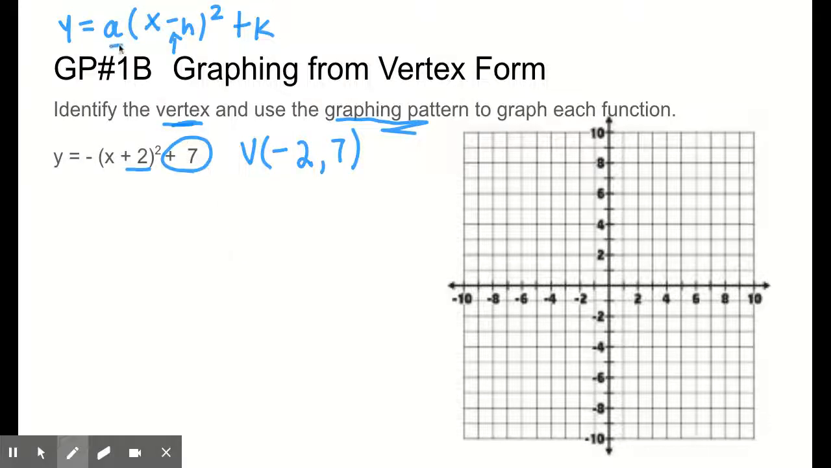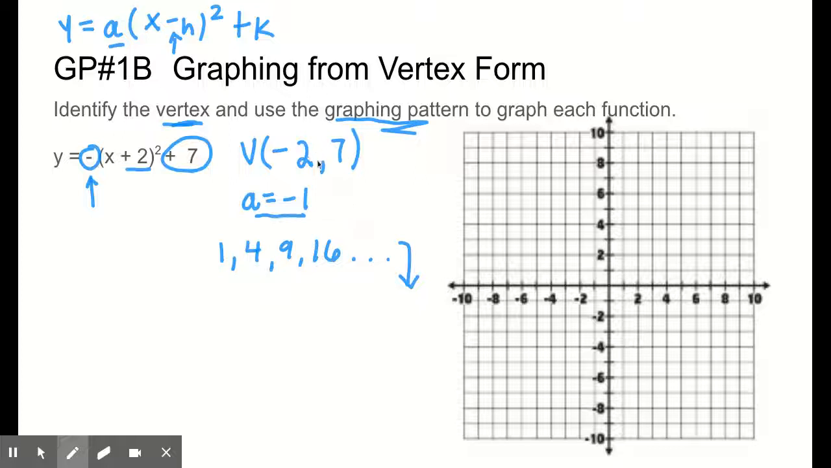Then we want to take a look at our a value to determine whether our parabola opens up or down. And with this equation here, our a value is negative, which indicates that our parabola opens in the downward direction. Our graphing pattern from the vertex is 1, 4, 9, 16, etc., whatever we can fit on our graph. But because our a value is negative, these numbers are going to take us down from the vertex.